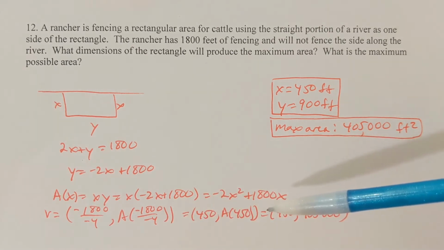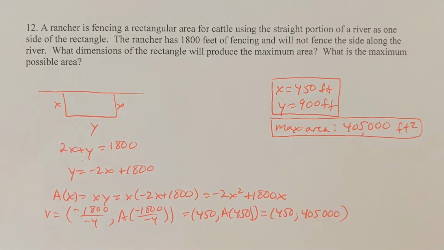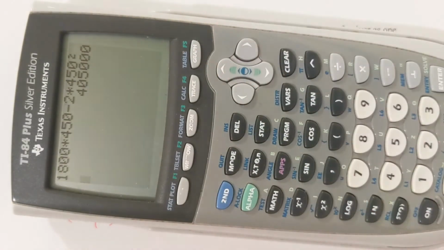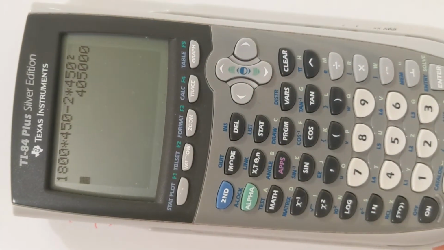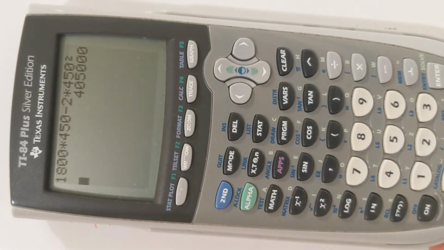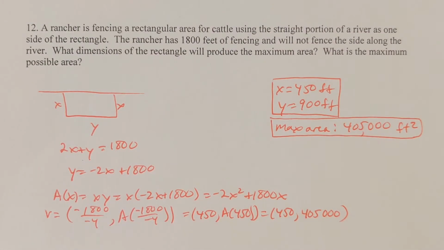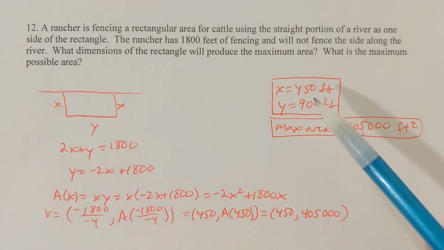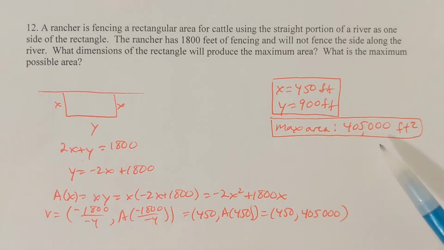A of 450 is 405,000. Okay, so I've got 405,000 is the maximum area.